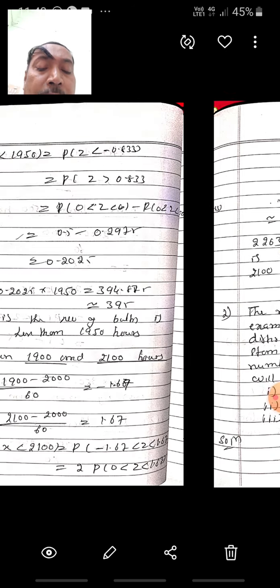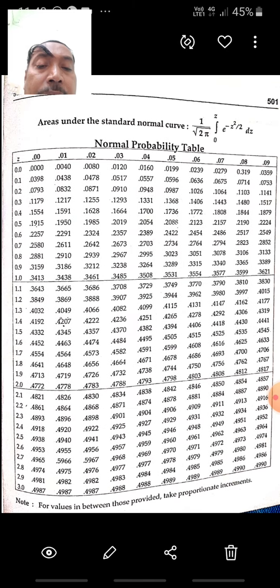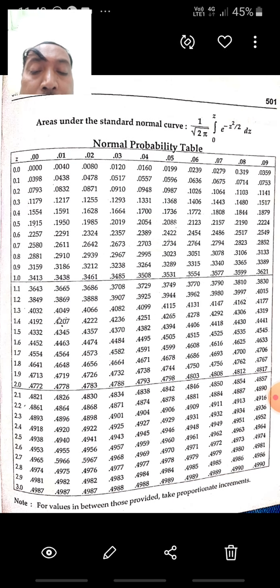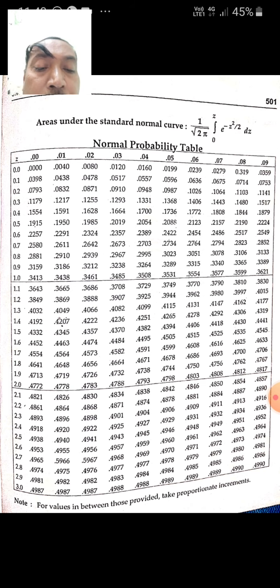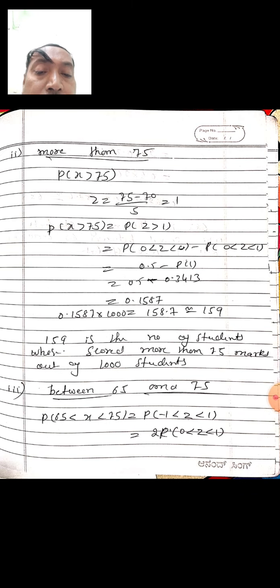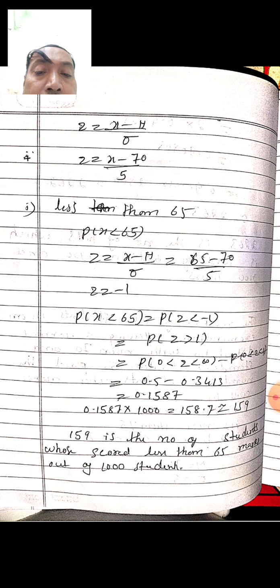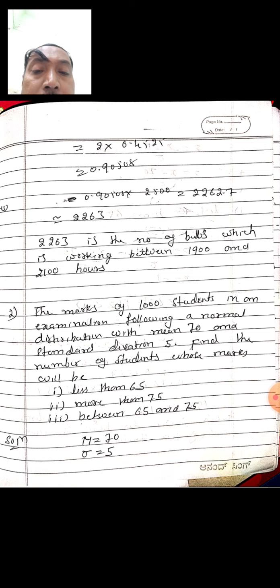But now I want to find the probability from 0 to 1.67. See the table. First, in the z column, 1.6 is here. You have to move like this, column wise, row 1.6, column 0.07. See, 0.4525. Multiply 0.4525 by 2, it gives 0.9058.